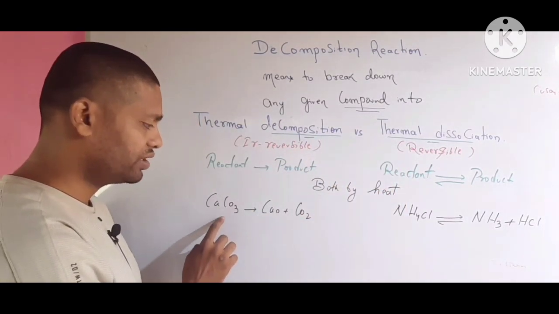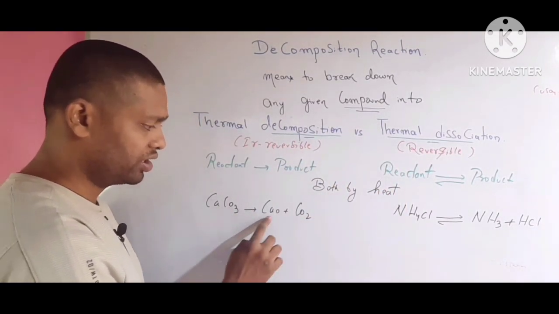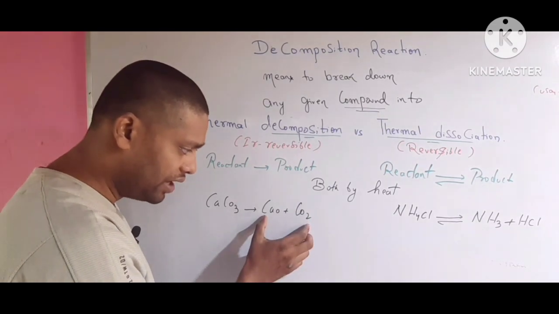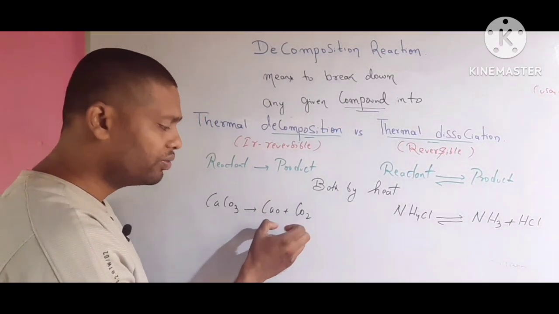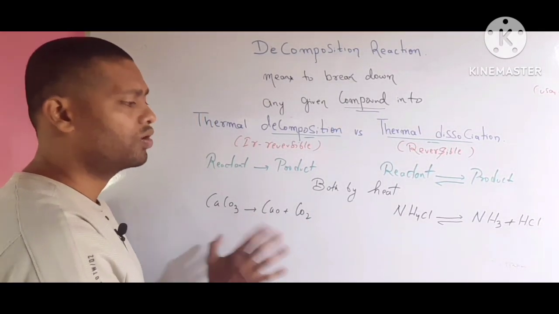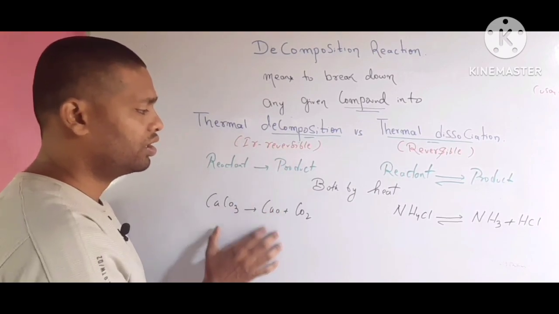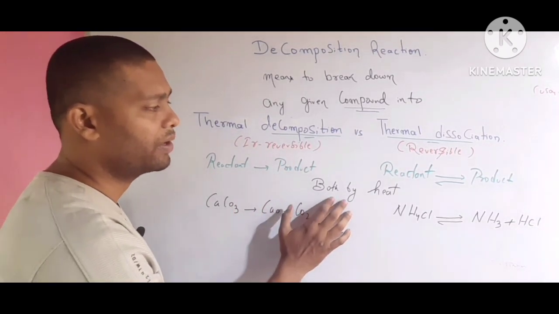Okay, so if you see this example, when I apply heat on calcium carbonate, it gives calcium oxide. If I cool it down, will it give me calcium carbonate again? No, sir, it will not give you. So it's irreversible. From reactant to product, I get both with the application of heat. So this is decomposition.